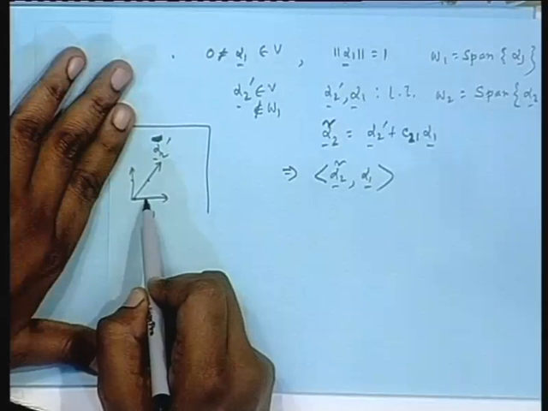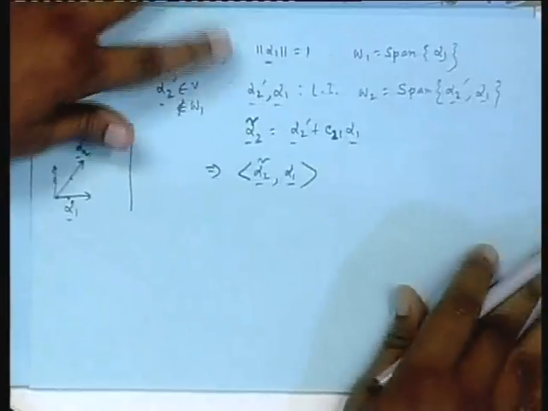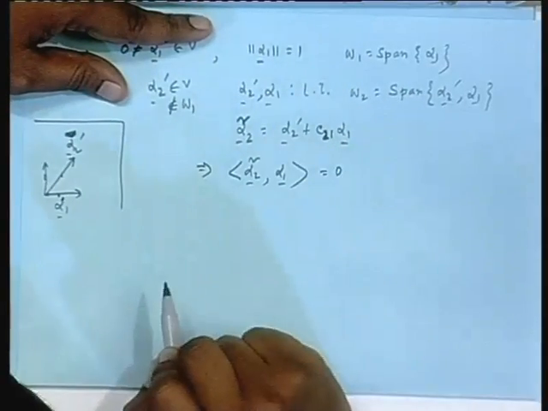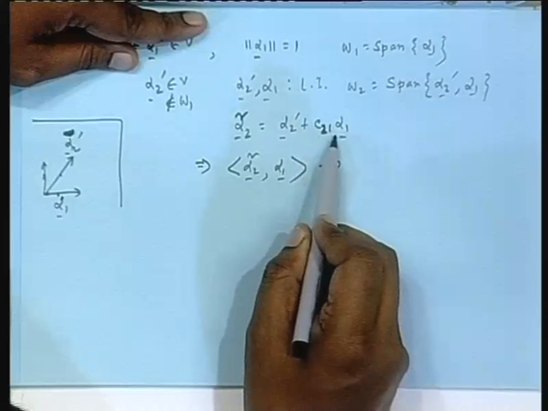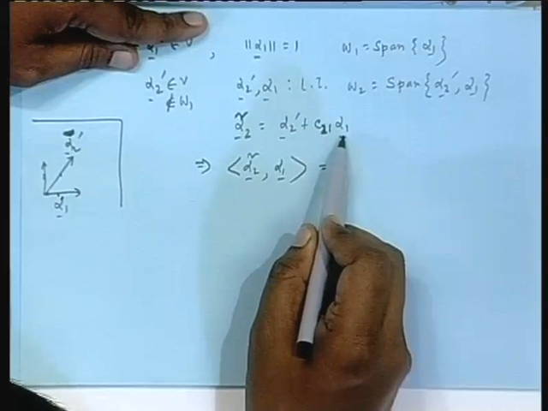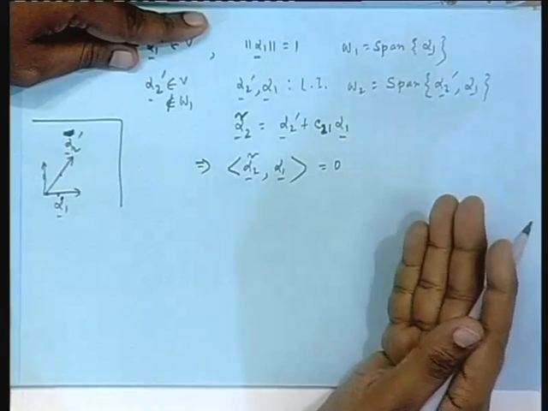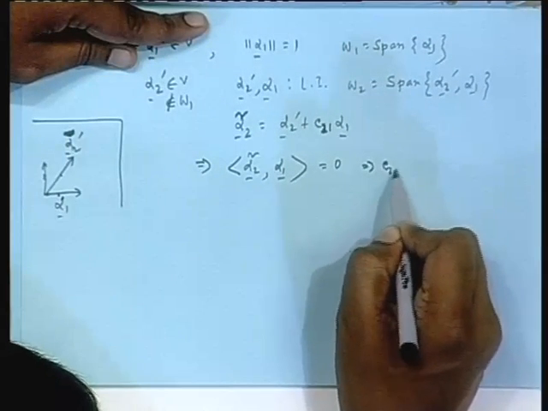So, this with inner product with itself would be 0. So, this I want to be 0. That means, if you replace this by alpha 2 prime and this thing C 2 1 alpha 1, what will you get? Alpha 1 with itself is 1 because normalized. So, this will give rise to some coefficient C 2 1.